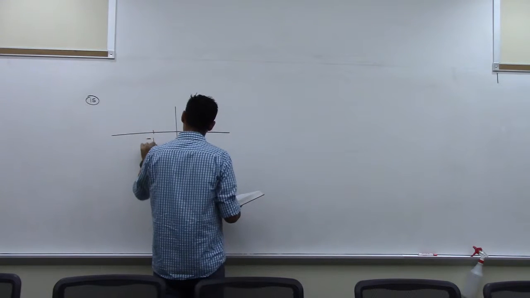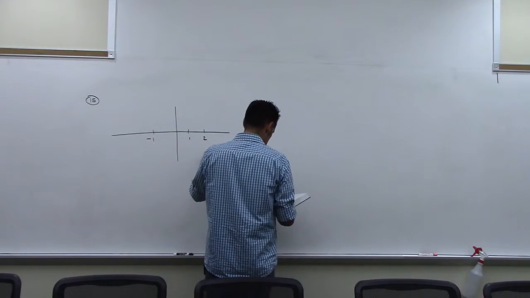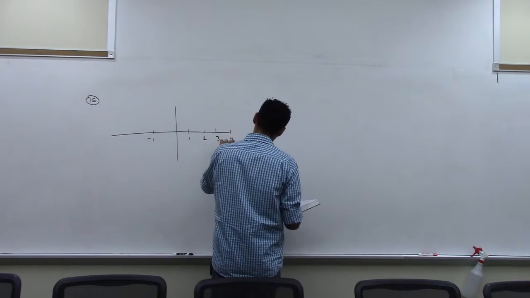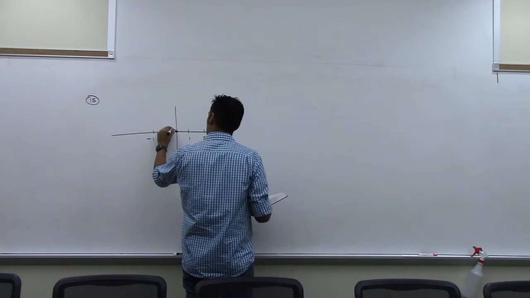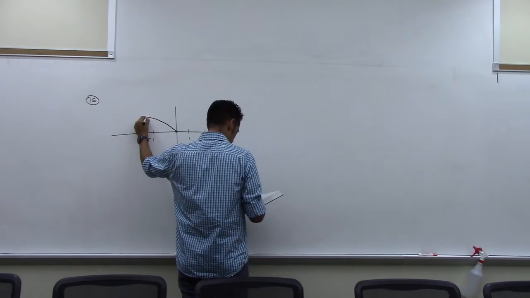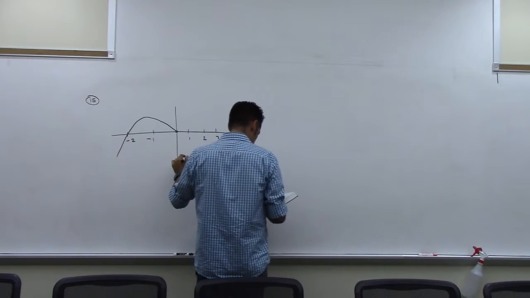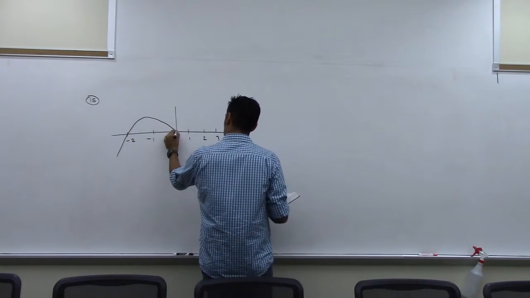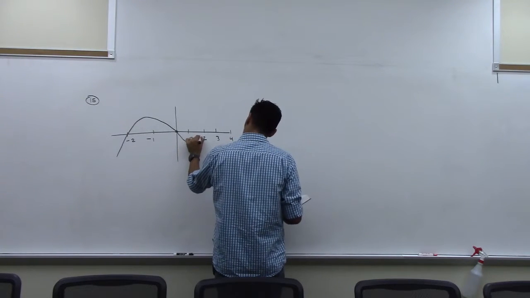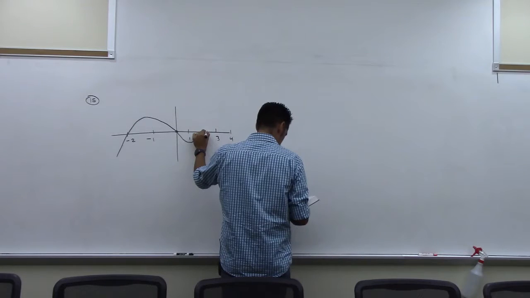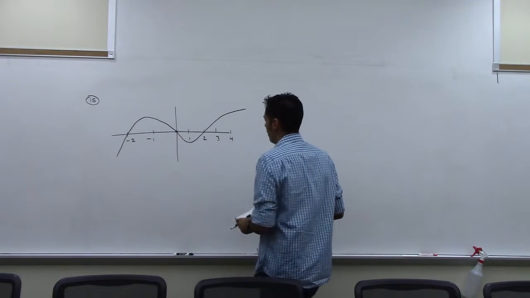Negative 1, 1, 2, 3, 4. So I know this point's here. It kind of goes up like this and goes up and then goes down like that. Okay, down at the bottom here. It looks like it bottoms out just about here. Comes up and then goes up like this. Okay, looks like it does that.